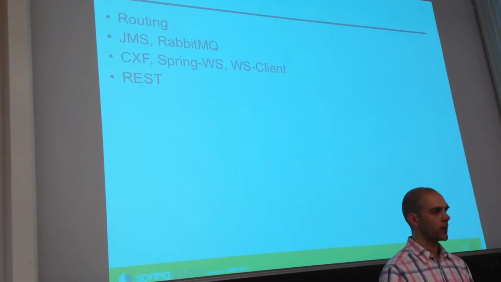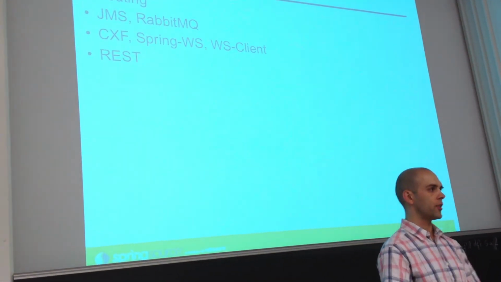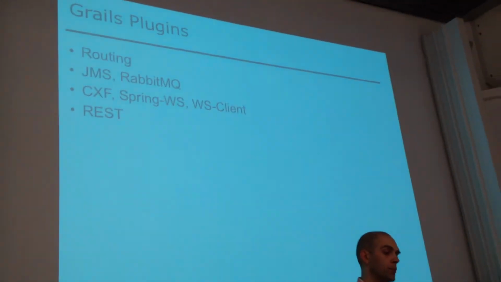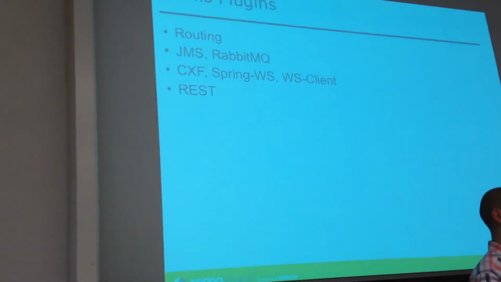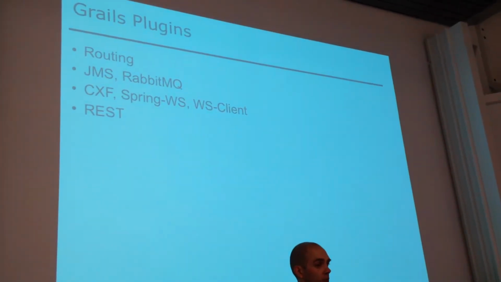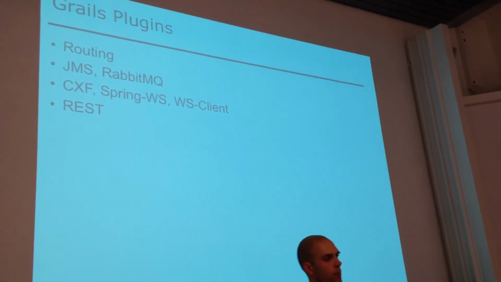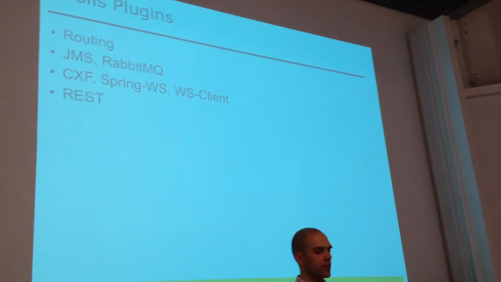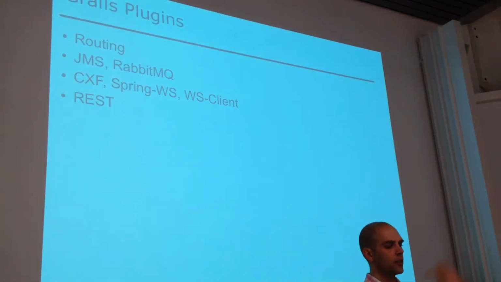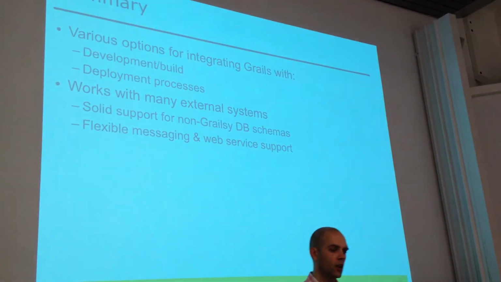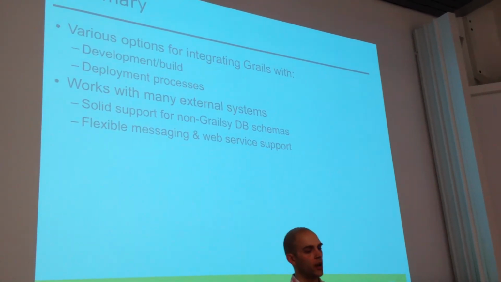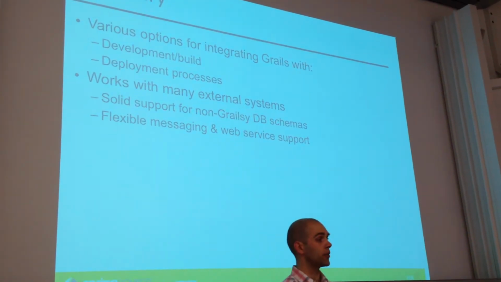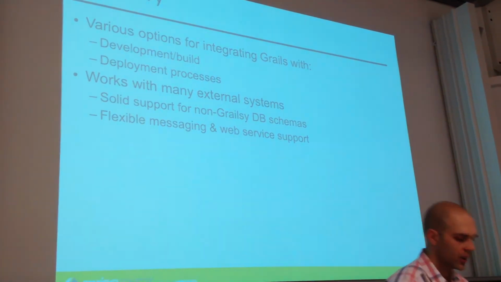Okay, and you get Grails plugins which simplify access to all of these libraries. Routing is basically Apache Camel that just integrates that in. RabbitMQ, so you can install the RabbitMQ plugin and say this service is a subscriber to a particular topic, and that's it. Every time a message comes in on that topic, the service method will be called. So lots of options for integrating Grails with Maven, Gradle and that kind of thing, and working with existing systems.